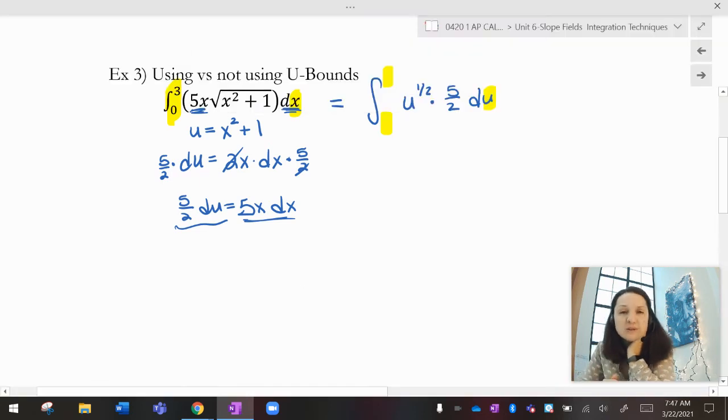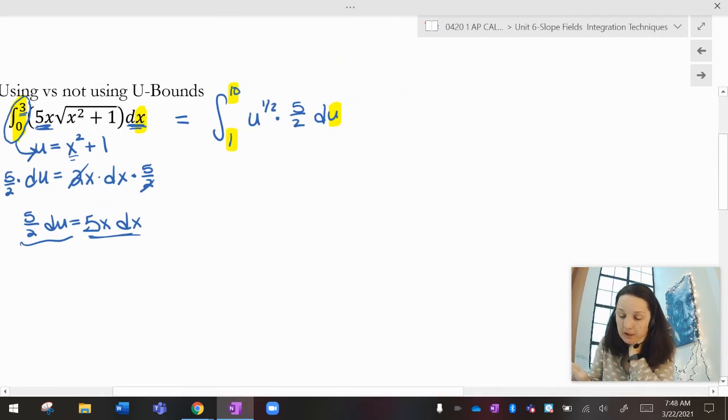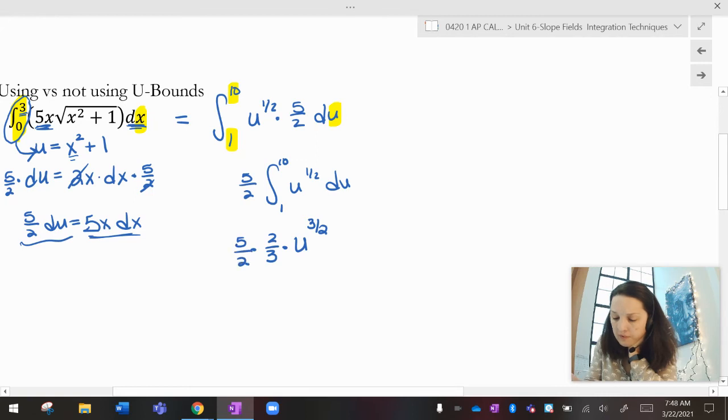Getting U-bounds is actually really easy. All you do is you plug your x bounds into the U-sub. So if I plug 3 in for x, 3² + 1 is 10. And if I plug 0 in for x, I get 1. So when you have a definite integral that you then use for a U-substitution, you don't just bring the limits of integration along, you change them into U-bounds. Then I have 5/2 u^(1/2) du from 1 to 10.